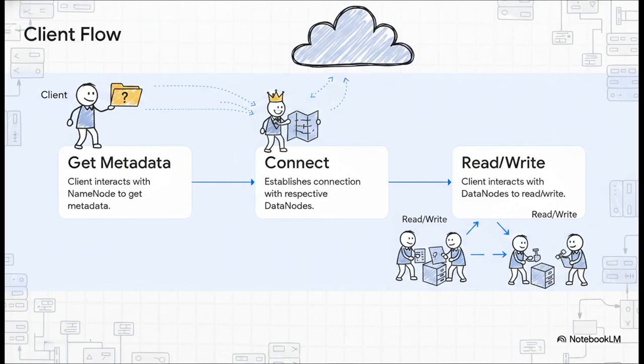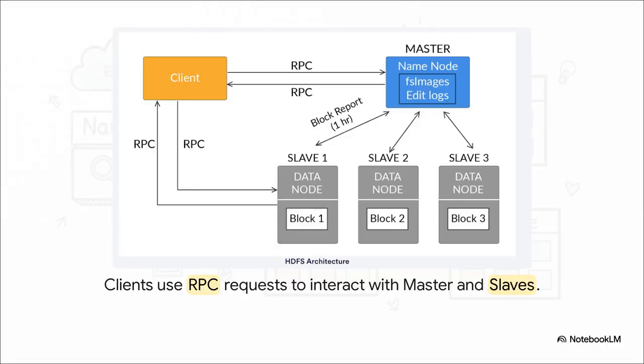It's pretty simple. You talk to the manager to get your directions, but you deal directly with the workers for the actual goods. You can actually follow the arrows from the client over on the left. The client uses what are called remote procedure calls, or RPCs. If you aren't familiar, just think of an RPC as a way to allow systems to communicate remotely, basically just like calling a local function on your own computer.